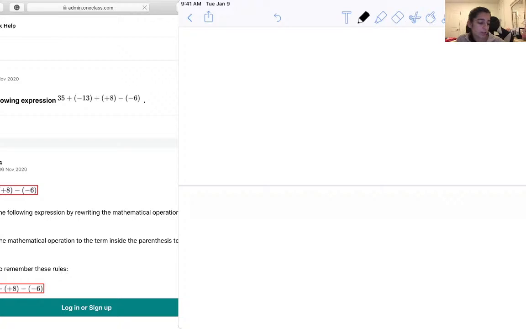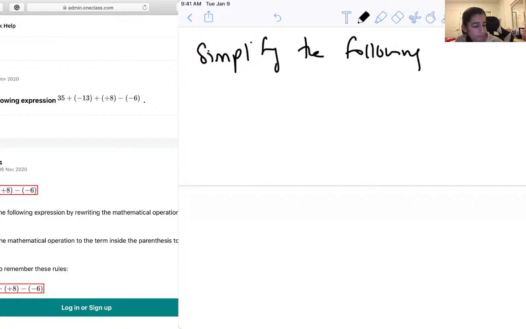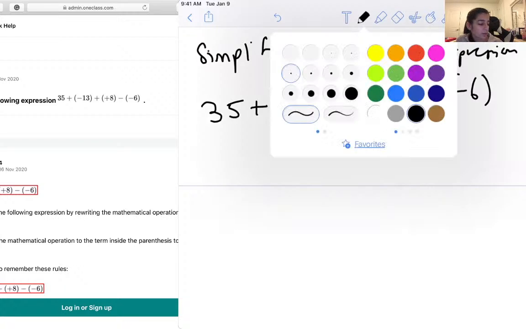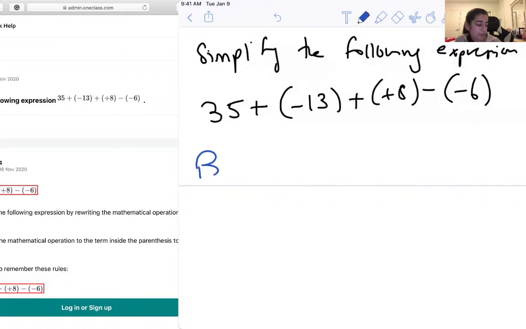The next question asks us to simplify the following expression, which is 35 plus bracket negative 13 bracket plus 8 minus 6. Now, you guys don't know, we're going to be using BEDMAS.